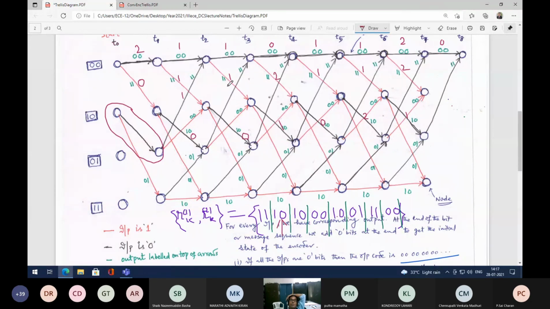Okay. Next 1 0 and 1 1. What is the Hamming distance? 1. What is the Hamming distance here? 2. Because this is 1 1 and this is 0 0. Correct? Are you able to understand this point? Yes, sir. So likewise, you please proceed further and find out what the Hamming distances are.